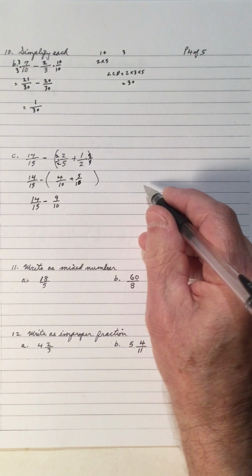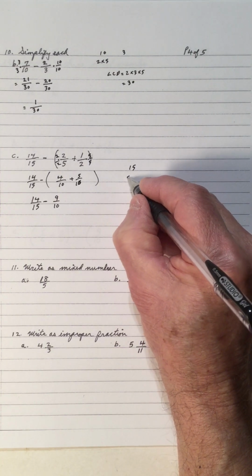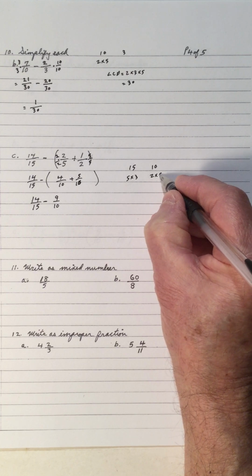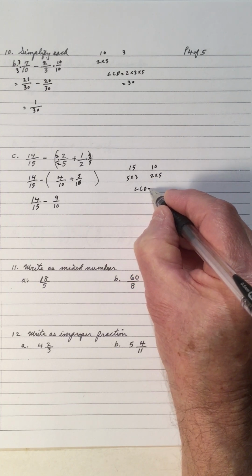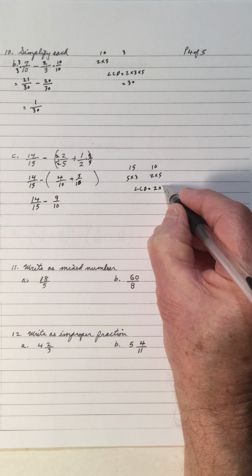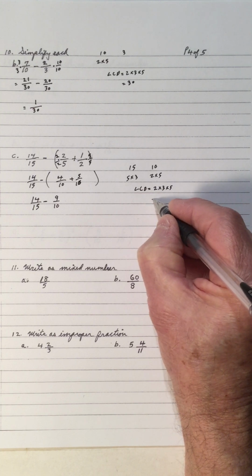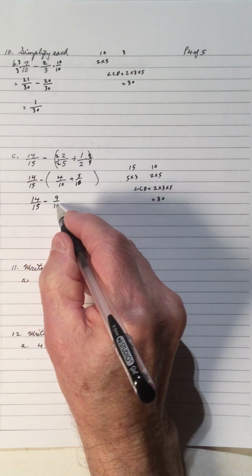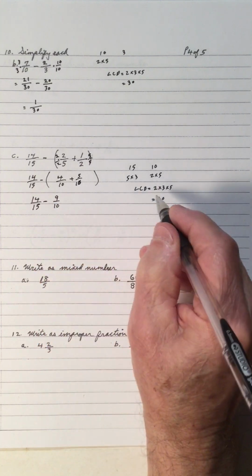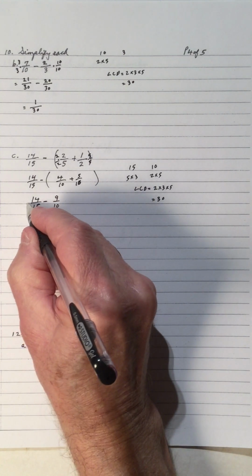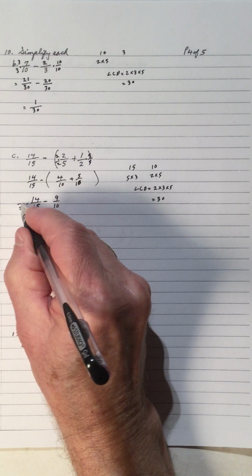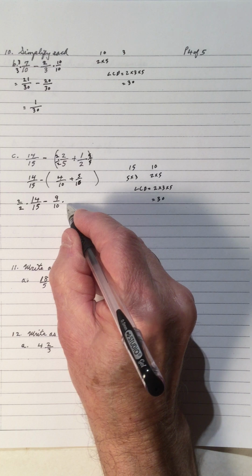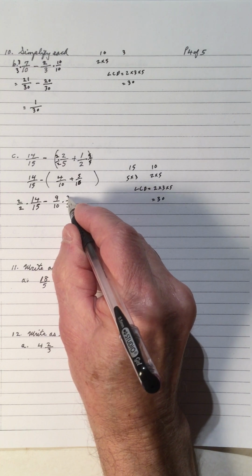Now 15 and 10, let's see what the LCD is going to be. 15 is 5 times 3. What's 10 going to be? 2 times 5. So the LCD, I need each factor. I need a 2, I need a 3, and I need a 5. So 6 5s are 30. So the LCD for 15 and 10 is 30. Again, think of a multiple. So what number times 15 gives you 30? So we go 2 over 2. What number multiplied by 10 will give us 30? 3. So we go 3 over 3.